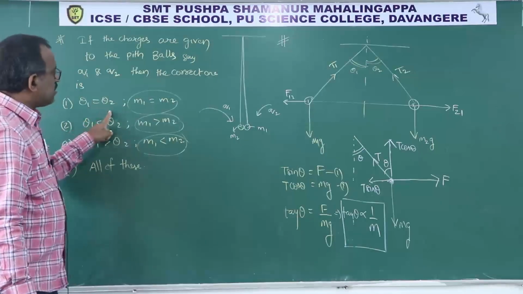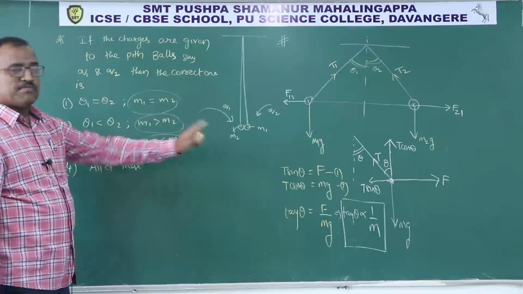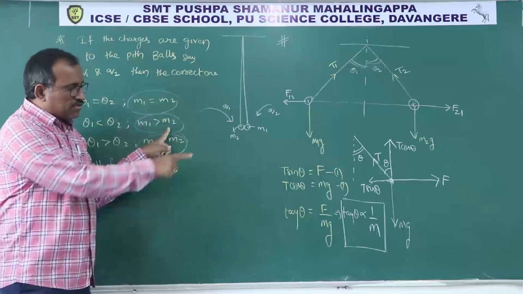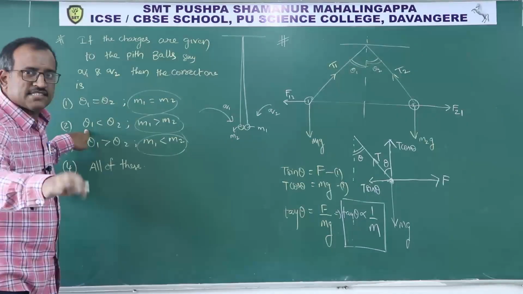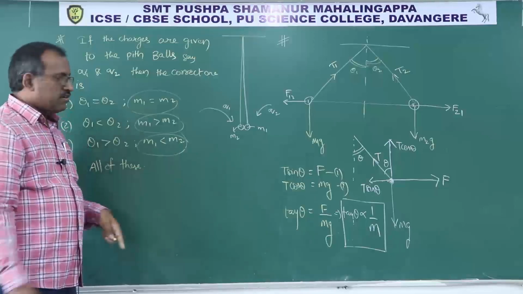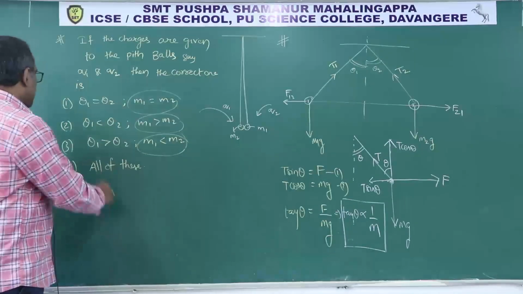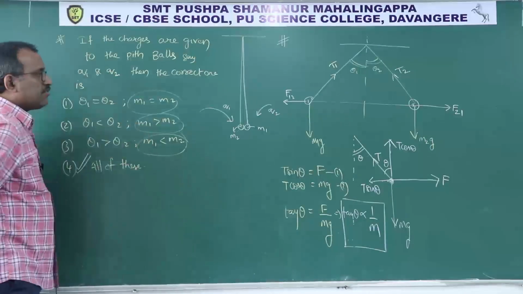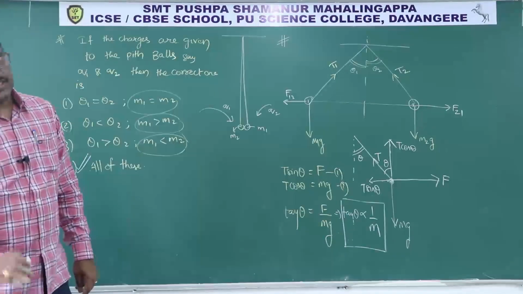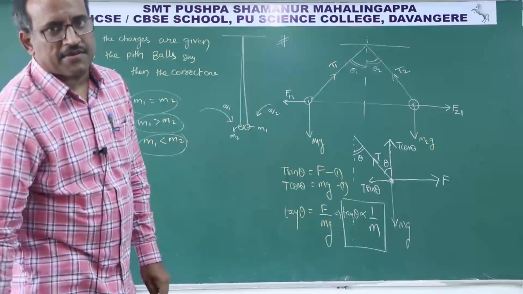Yes, if theta 1 is equal to theta 2, then of course it is possible that m1 is equal to m2. Perfect. And if m1 is greater than m2, then theta 1 will be less. If m2 is more, theta 2 will be less. Hope you understood. Then the answer will be yes, all of these. So in this way you can solve the NEET level questions. Hope you understood. Just copy down.